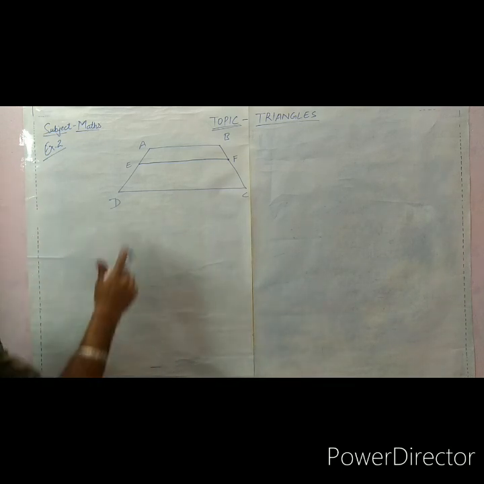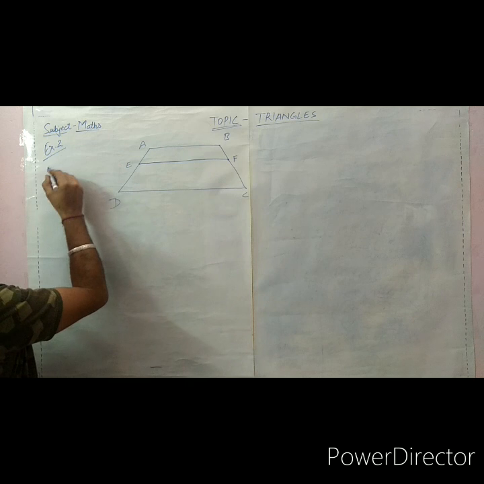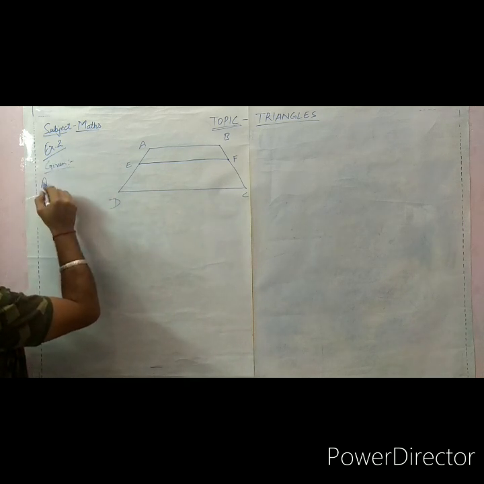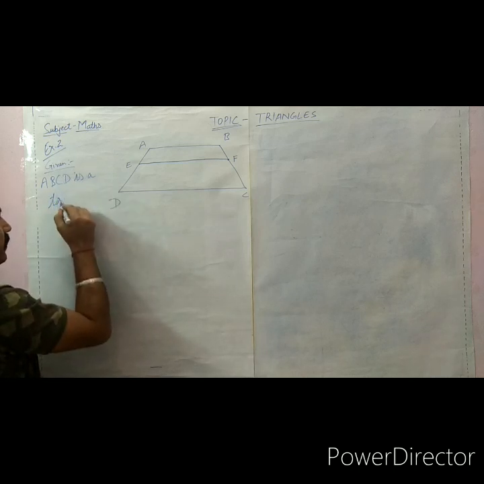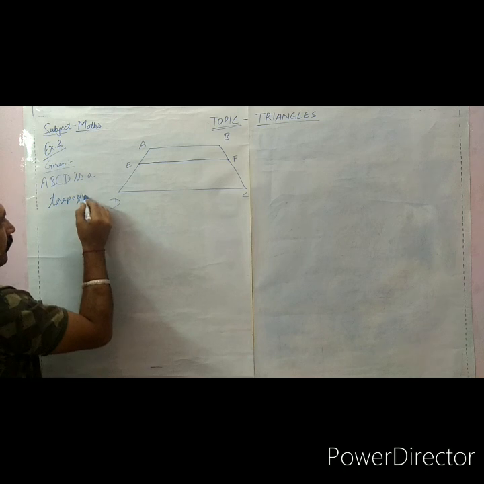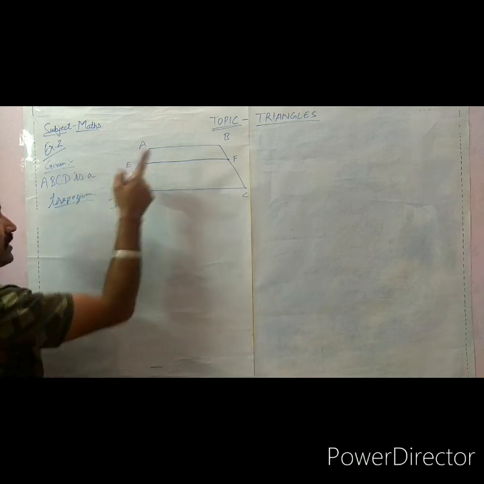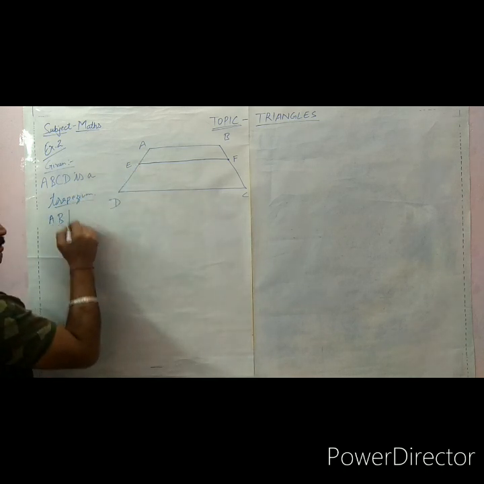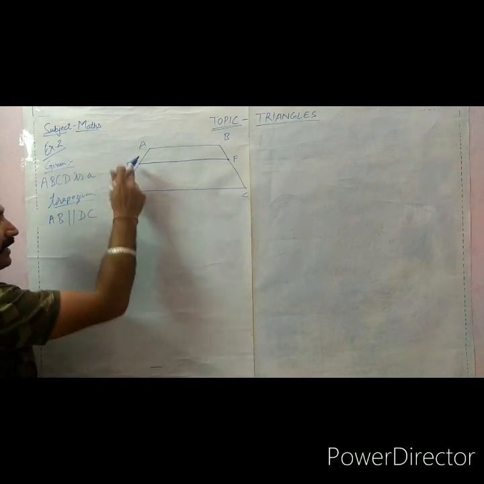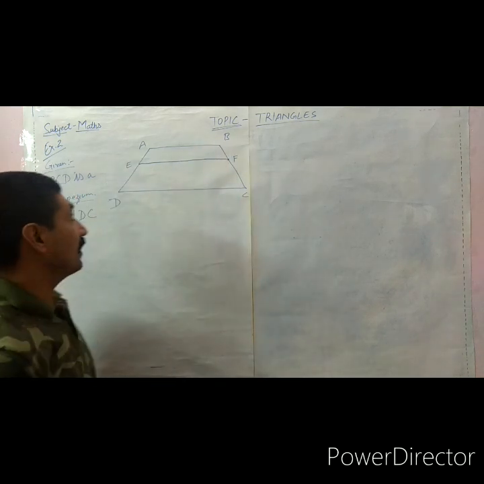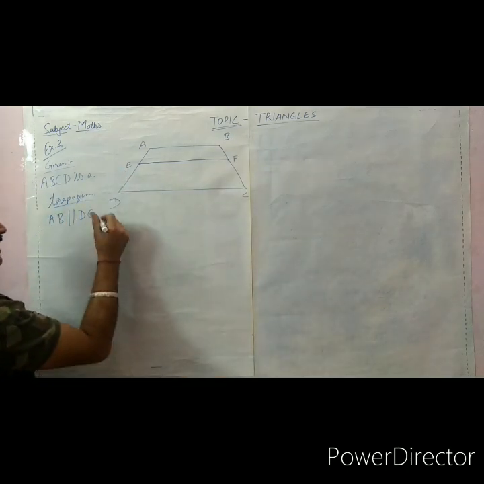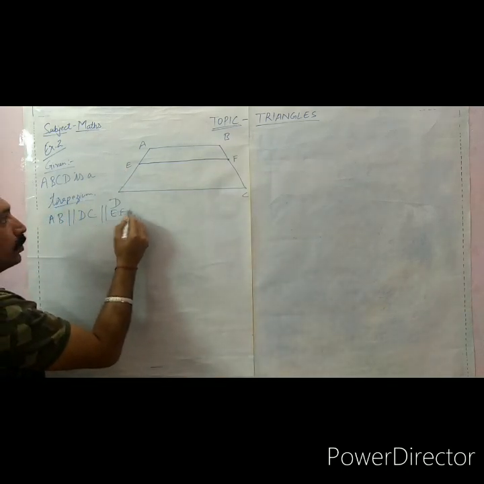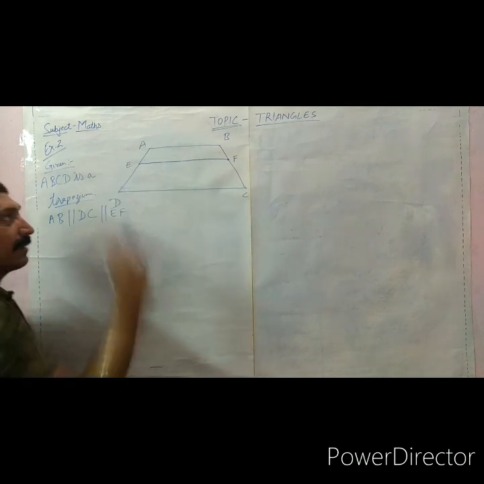So here what is given is that ABCD is a trapezium, which means AB is parallel to DC, and E and F are points on the non-parallel sides AD and BC in such a way that EF is also parallel to the sides DC and AB.